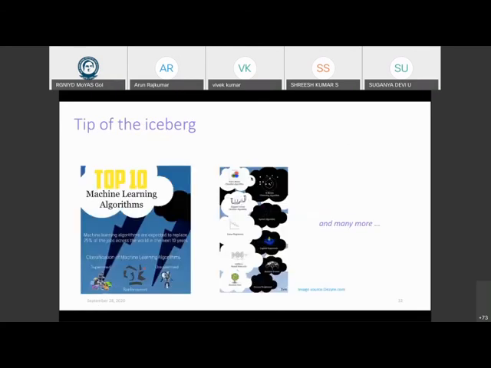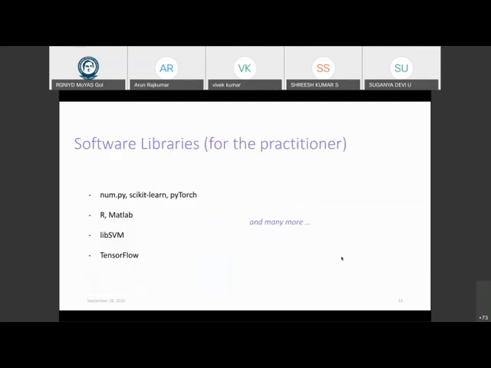If you search for the top 10 machine learning algorithms, you will see things like naive Bayes, which we saw today, support vector machines, which we saw today, k-means, which we saw today, and a couple of other things: neural networks, decision trees, nearest neighbors. These are things that we saw today. There are a couple which I could not cover today, but there are many more algorithms and interesting methods in machine learning, many of which you will hopefully see in the next few days.